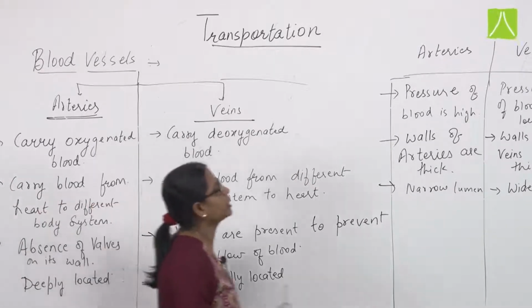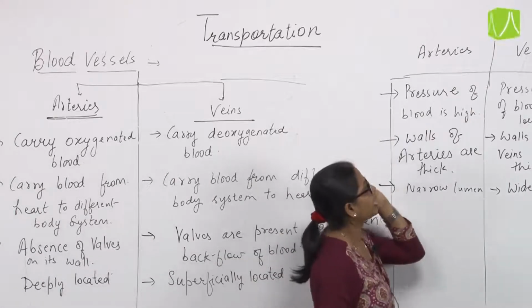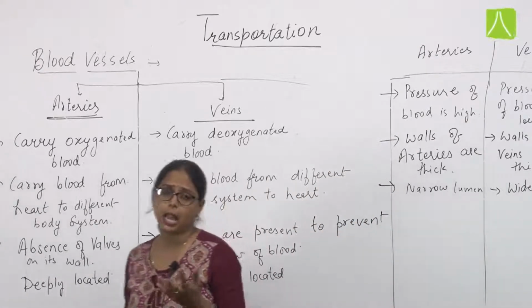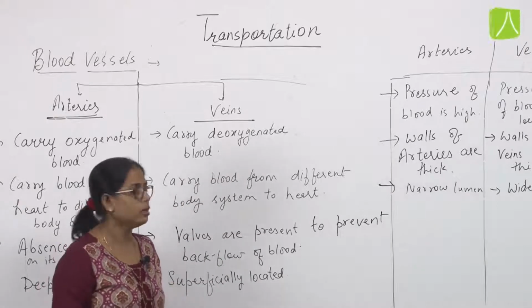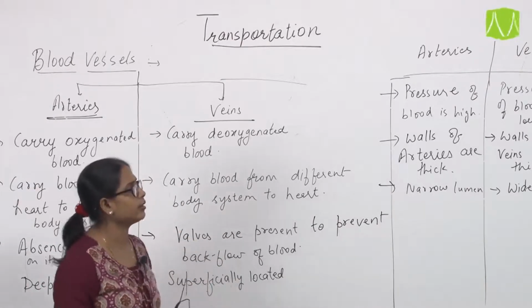Along with the pressure, we can also talk about the velocity: in arteries the blood flows with high velocity, and in veins the blood flows with low velocity. Fine. So this is about the difference between arteries and veins.